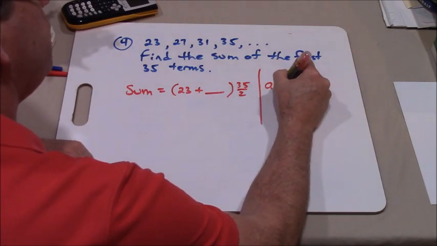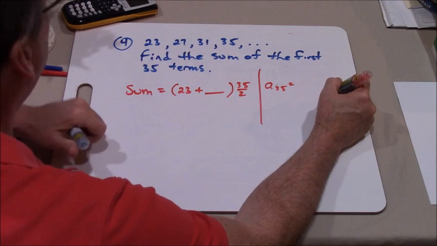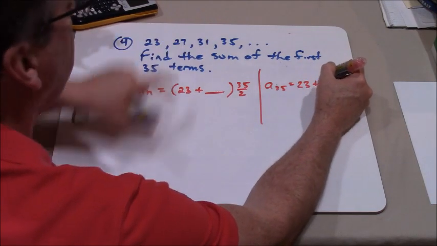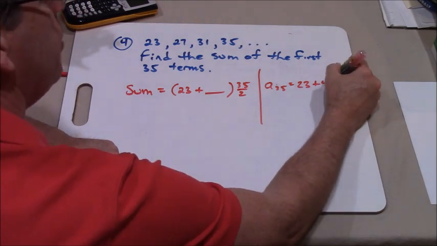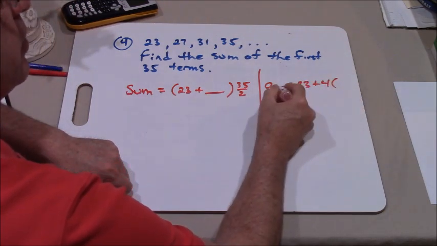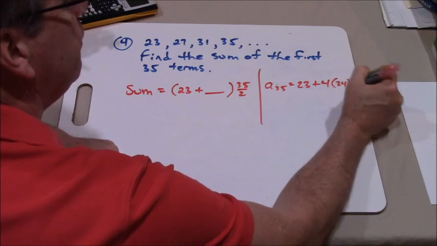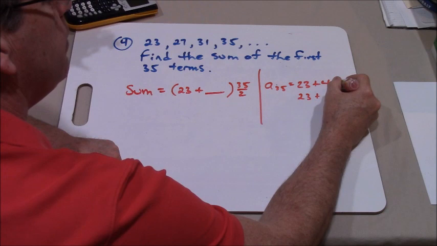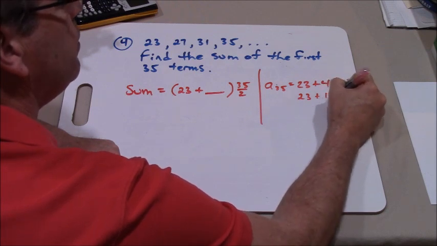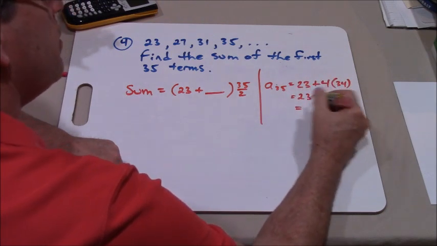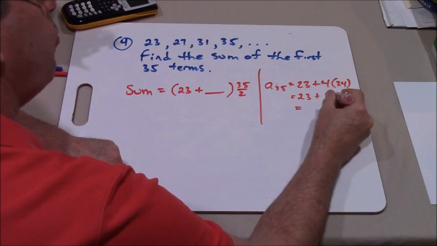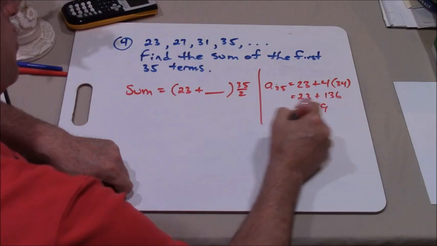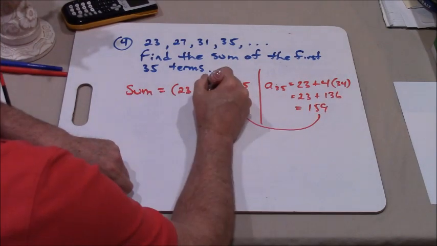So a sub 35 is going to equal the first term, which is 23, plus we're adding 4 to get to each term, and I want to multiply that by 1 less than the term I'm looking for. So 34. So I've got 23 plus 120 plus 16, that would be 136. Add those together, you would get 159. There's my last term, and that needs to go right here.